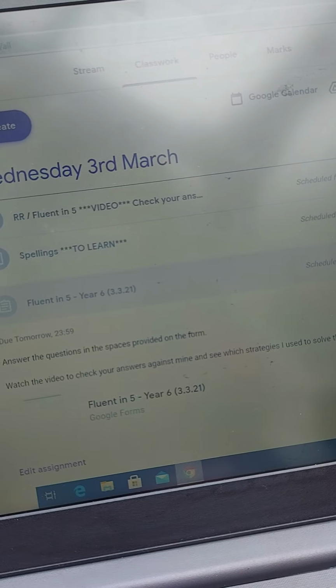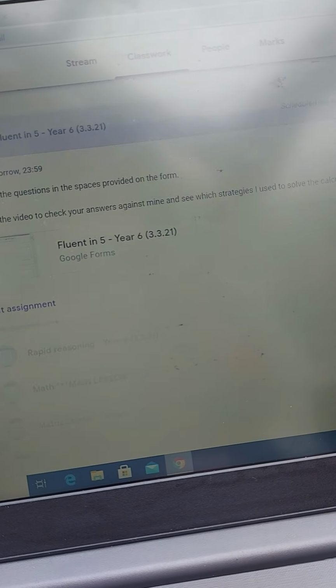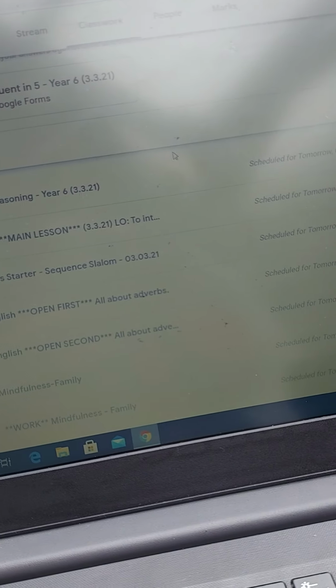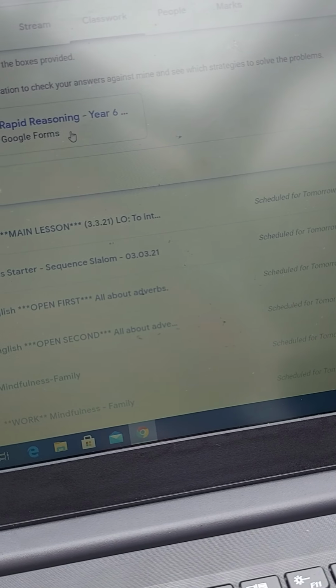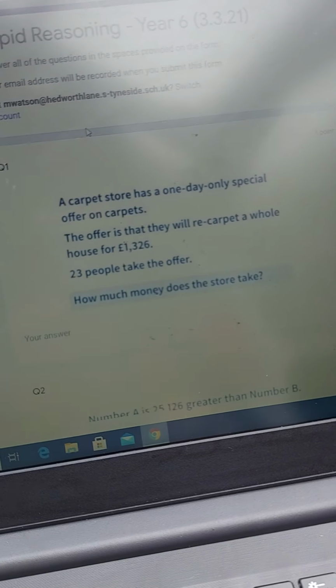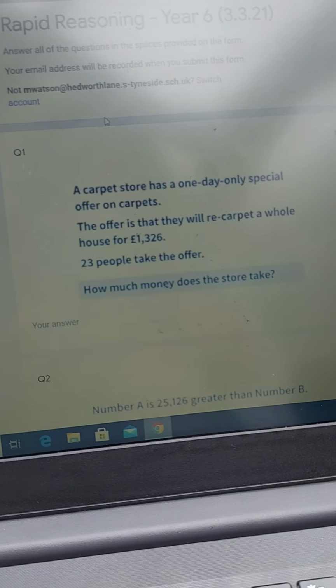Okay, now if I go to today's, sorry, it's going to be tomorrow's now. I'm recording this early. So tomorrow's rapid reasoning, which is Wednesday. Let's just have a look at what the questions are today. Let's see if they're tricky or not.